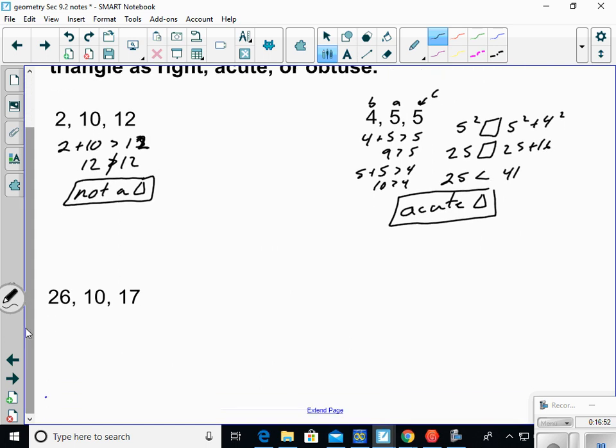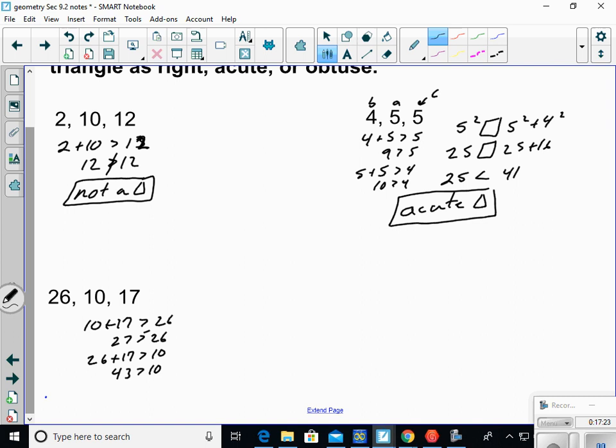26, 10, and 17. If I add 10 plus 17, is that greater than 26? 27 is greater than 26, so that works. And it should work for the others, but we can check them. 26 plus 17 would have to be greater than 10. 43 is greater than 10, so that one definitely is bigger.